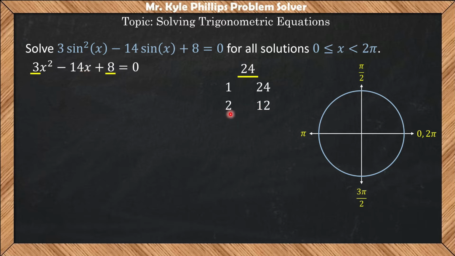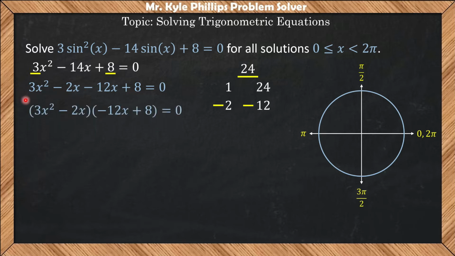Now, we need to multiply these two together to get positive 24, and when we add them, we get negative 14. So that means both numbers should be negative. Now, the negative 2 and the negative 12 are just going to replace the 14x here. So this will look like a polynomial. It'll have 4 terms. The 3x squared and the 8 come down, and instead of negative 14x, I write negative 2x minus 12x. The reason I do this is because with 4 terms, I can now factor by grouping.